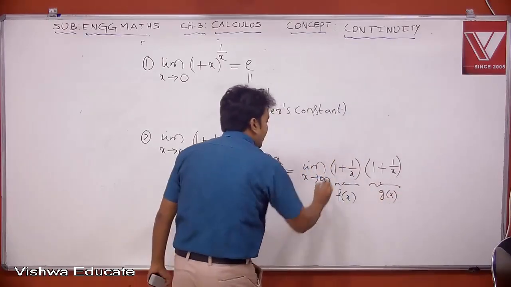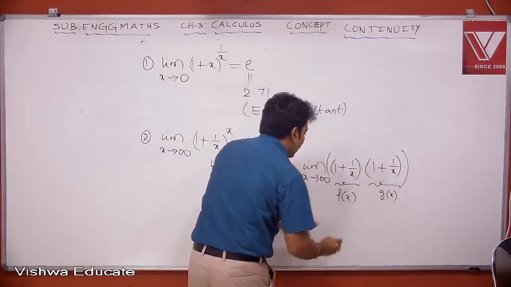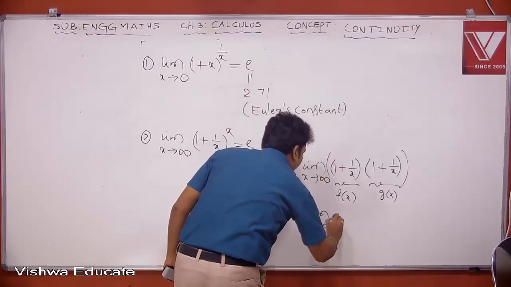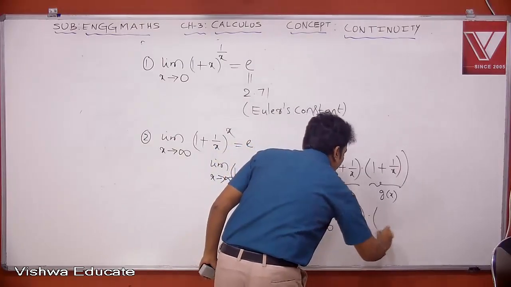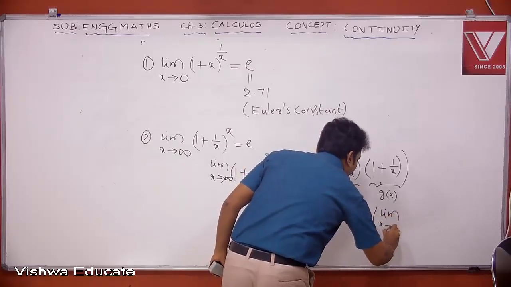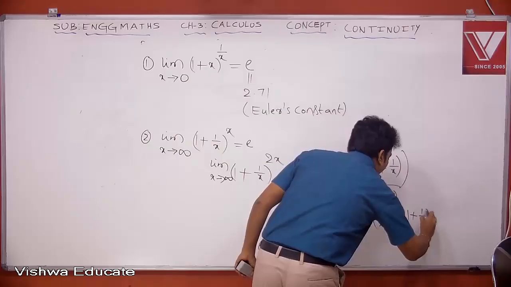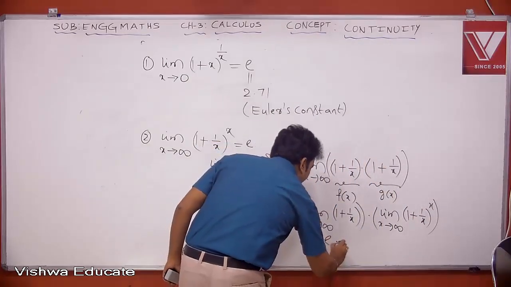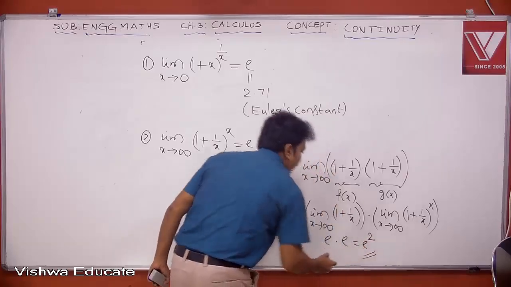So according to properties of limits, limit x tends to a of f of x dot g of x equals the product of the limits. Here a means infinity: limit of 1 plus 1 by x into, again, the same limit repeats. This is property number 3 of limits. So limit x tends to infinity, 1 plus 1 by x whole power x, is Euler's constant e. Therefore this is nothing but e square.